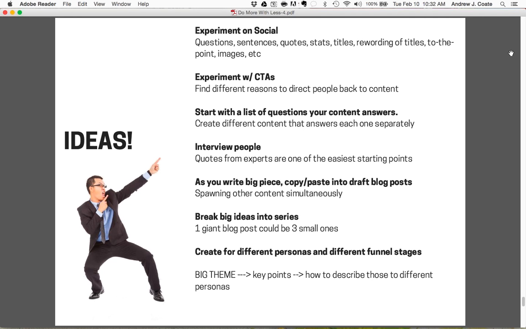We like to experiment with calls to action here at Kapost. Part of that was the social you saw. There are different ways to get people to click on that link, but we also do this on our blog. It's not just about changing "download now" to "get the ebook" or "click here" or any of those different things. It's not just about words. It's about finding a different way to draw people to that click to download.